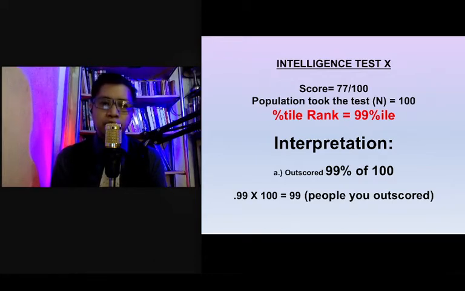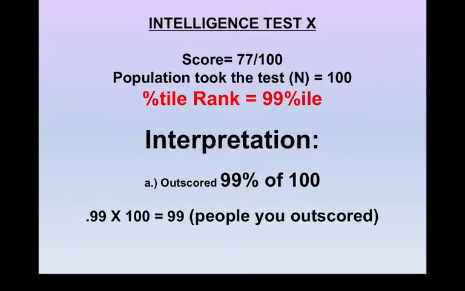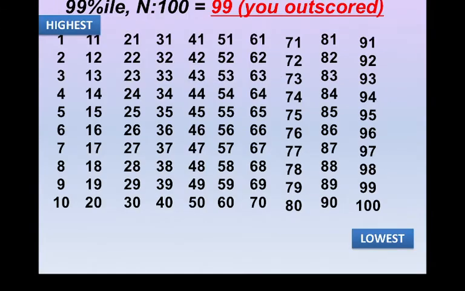Compute. 0.99 times 100, it gives you 99. Ibig sabihin ng 99 dyan, 99 katao yung na-outscore mo. So again, let's graphically represent that. Ibig sabihin nun, kung 99 katao ang na-outscore mo at 100 ang kumuha ng test, ikaw yung top 1. In other words, ikaw yung highest.